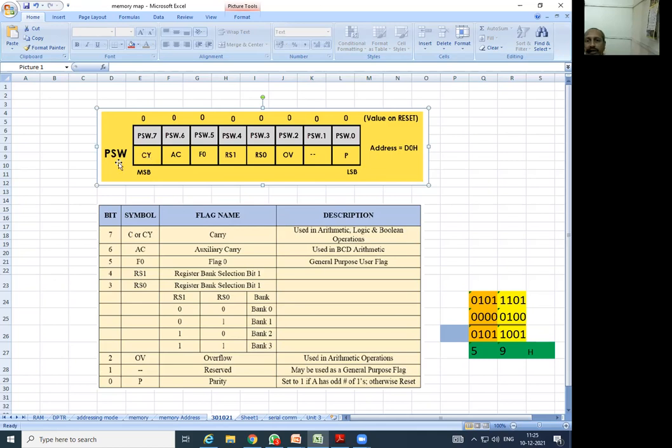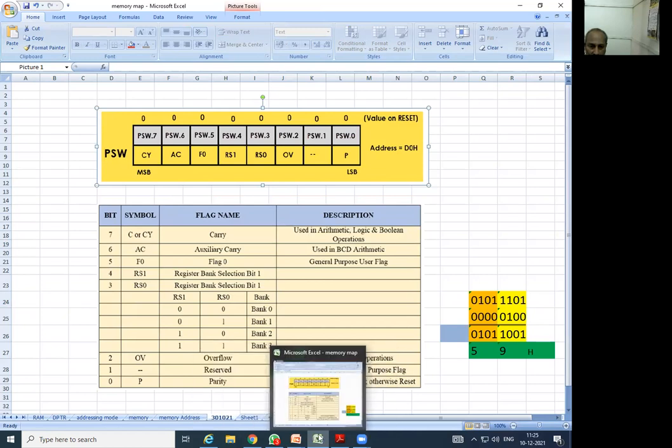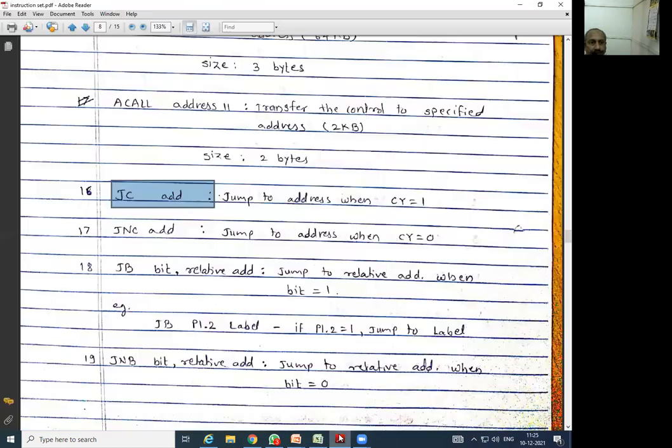ही bit automatic इथं 1 किंवा 0 होत असते in logical operations or arithmetic operations. So if that is to be checked, you are supposed to give this particular instruction. Which instruction? Here, JC, and go to this particular address.